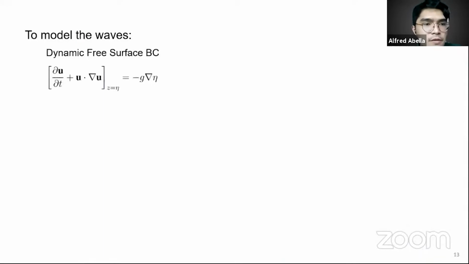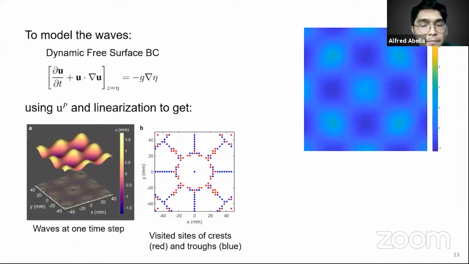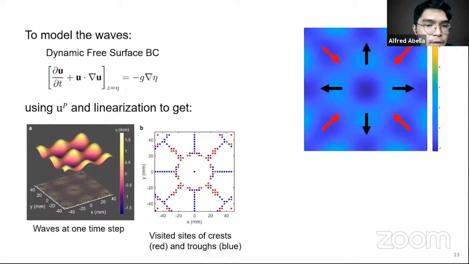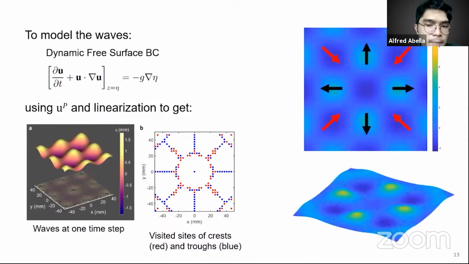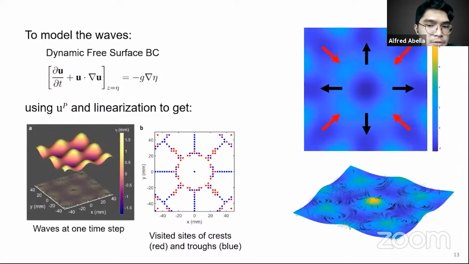Now, to model the waves, you have to make use of the dynamic free surface boundary condition. And then using U_P obtained a while ago and linearization, we get this pattern. So these are the modeled waves, wherein the waves follow the experimental results. And this is how the surface waves generate the vortex motion.